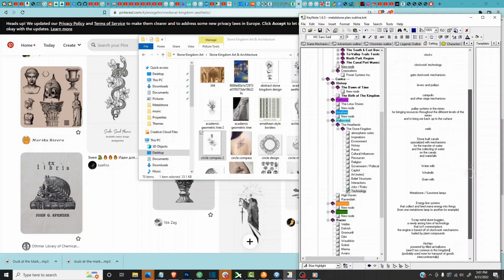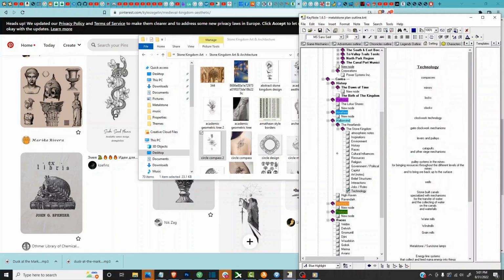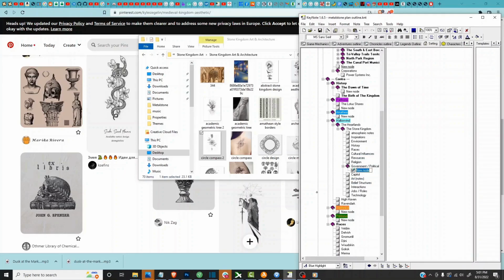And I think we put in a lot of good work and details so far, so I'm just gonna add one more thing. Under government and political structure, as a subcategory, I'm gonna put army.